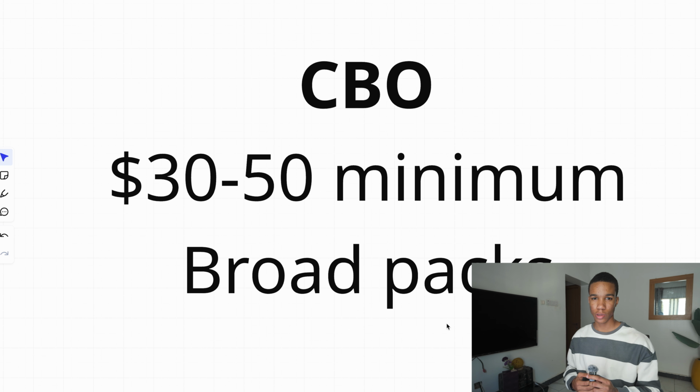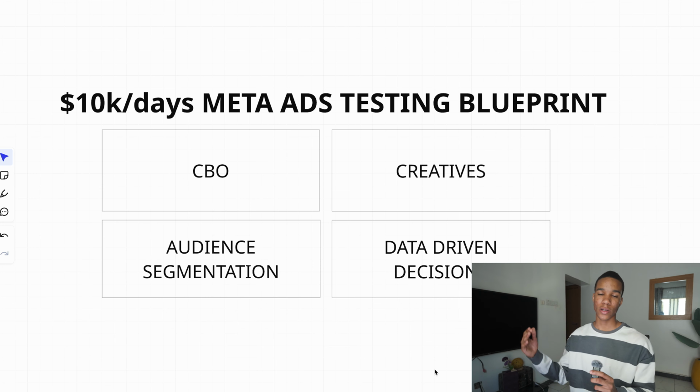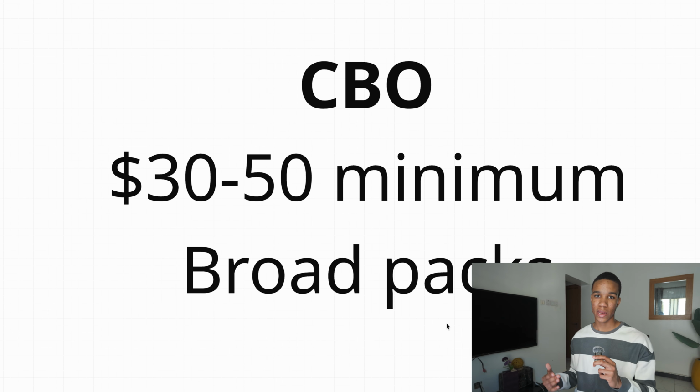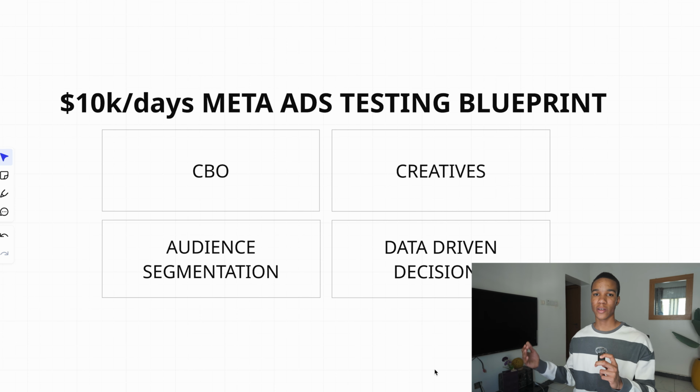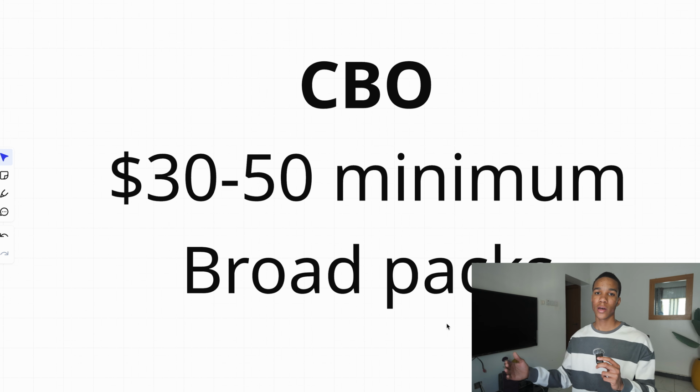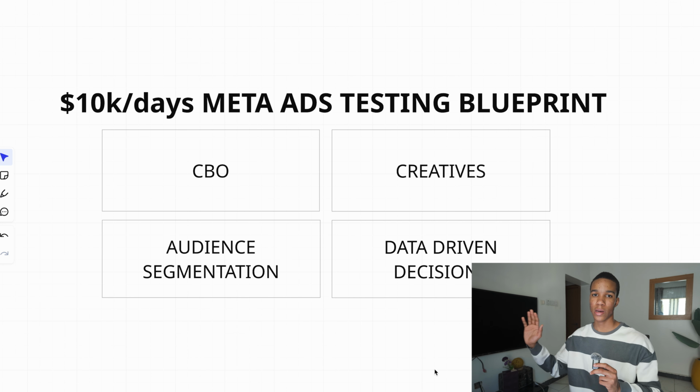So the type of campaign I usually go for is a CBO, and I give it $30 to $50 minimum. Because one thing about new ad accounts is you can't even spend anything more than $50 because you don't have a lot of data on that ad account. Facebook doesn't trust that ad account yet, so they're always going to give you a $50 daily spend limit, and the spend limit will go up as you spend more money on the ad account.